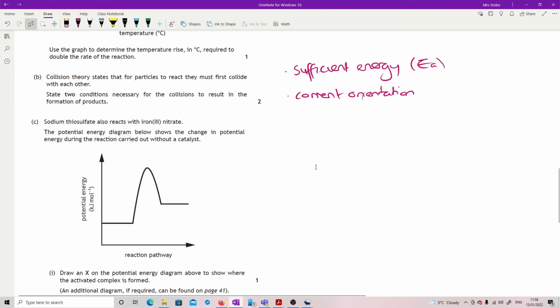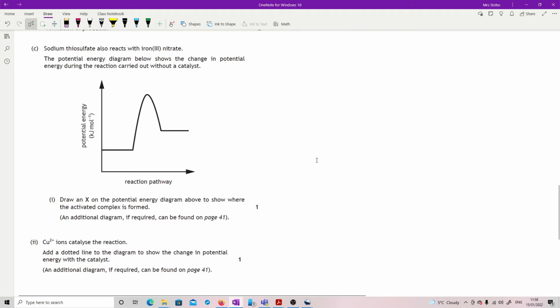Done. C. Sodium thiosulfate also reacts with iron 3 nitrate. The potential energy diagram shows the change in potential energy during the reaction carried out without a catalyst. Draw an X on the potential energy diagram to show where the activated complex is. There we go, right at the top of the curve. Worth a mark.